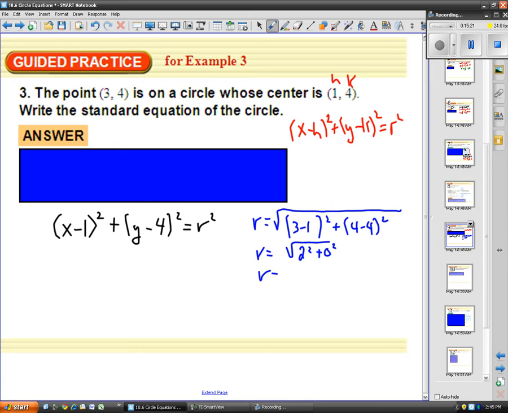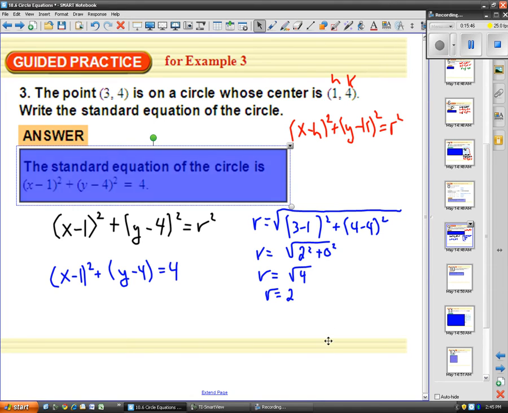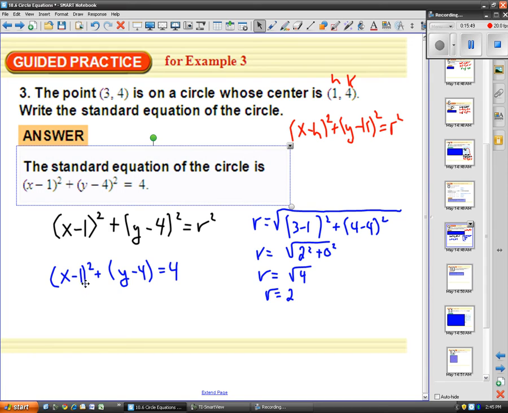Well, if I square 2, that's 4. That's where this number comes from right here, because this would have been r squared equaled 4, and then they took the square root of both sides. So my final answer is x minus 1 squared plus y minus 4 squared equals 4. And you can see that in this, again, my center is opposite. -1 is really +1, and -4 is really +4. That's my center, and the square root of this number is the radius that I found.